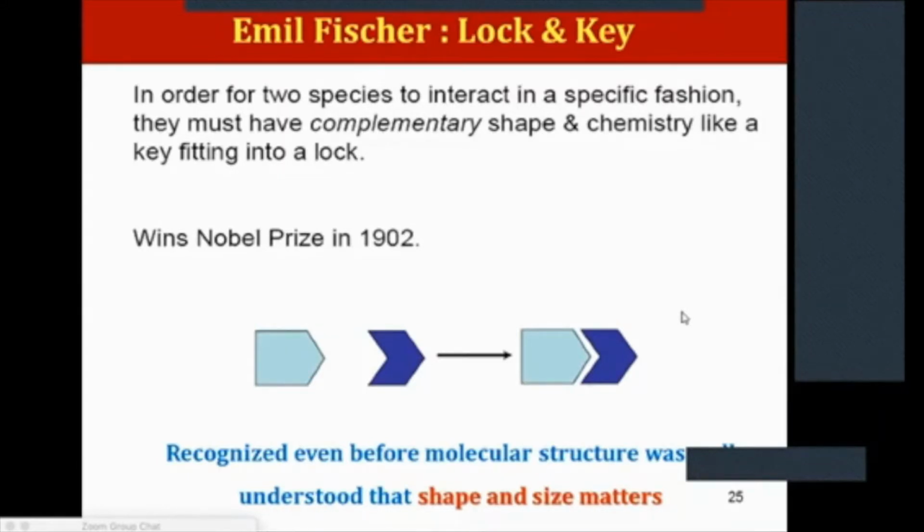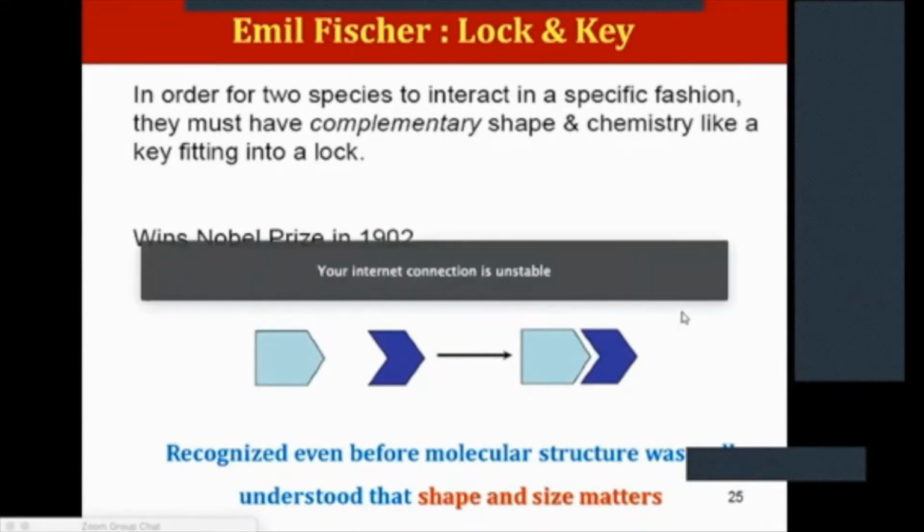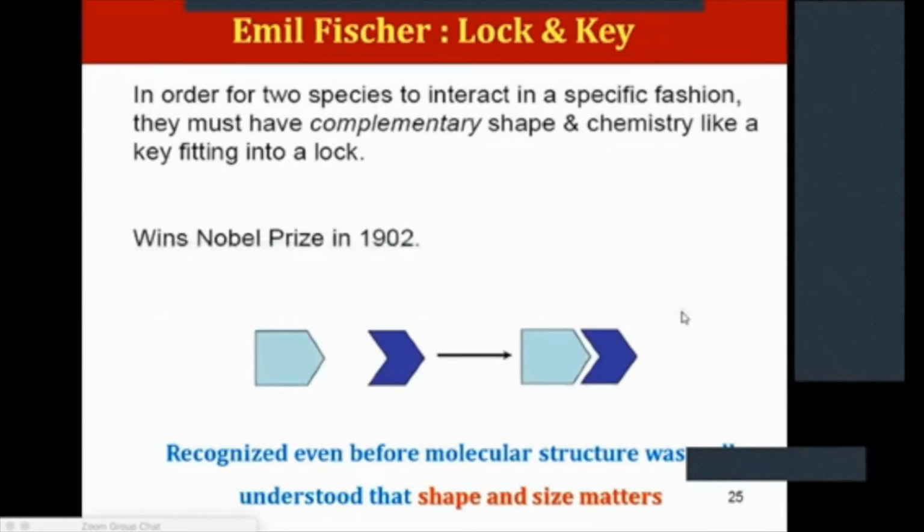This was recognized even before molecular structure was well understood: shape and size matter. Besides the bondings, the shape and size of a molecule is more important in the case of supramolecular chemistry. If that differs, you don't have supramolecular chemistry forming. I have shown you the lock and key principle here, where the key exactly fits the lock and opens it, so there is a sort of interaction. The cavity size and the shape, everything matters here.